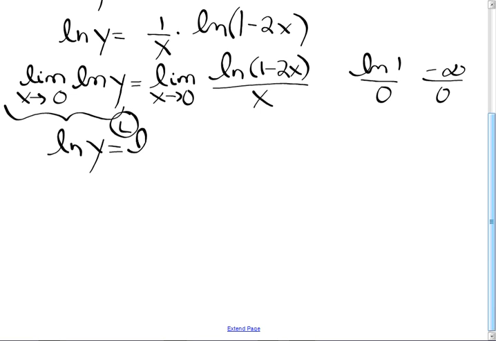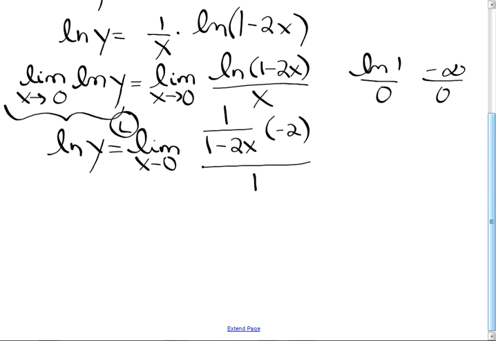What's the derivative of the log of 1 minus 2x? Yeah, 1 over 1 minus 2x times what? Negative 2 over 1. Oh, yeah, you're right. I was thinking of log of 0. So it's still going to be, sorry, this is log of 1, which is 0 over 0. Now I'm happier. You're happier.